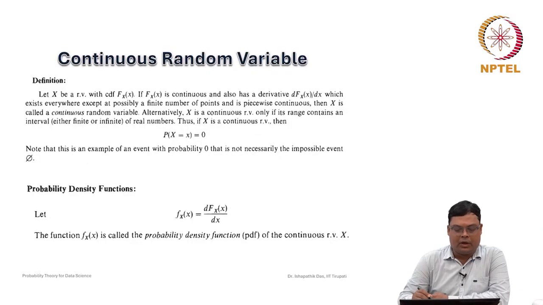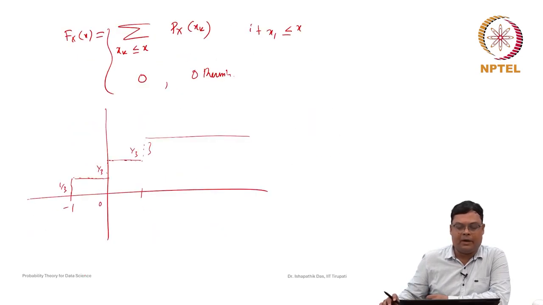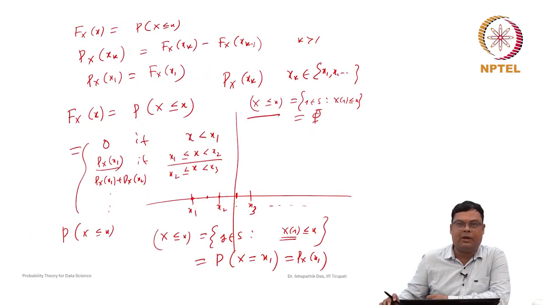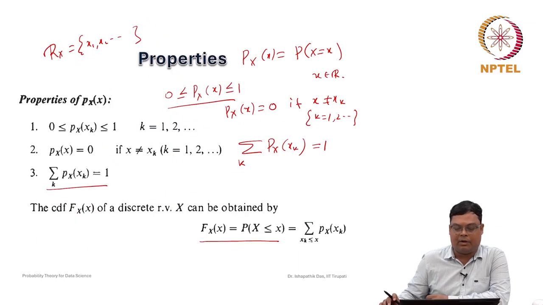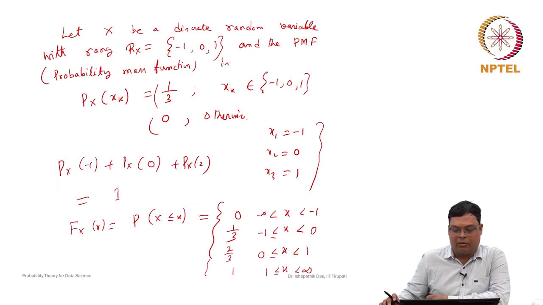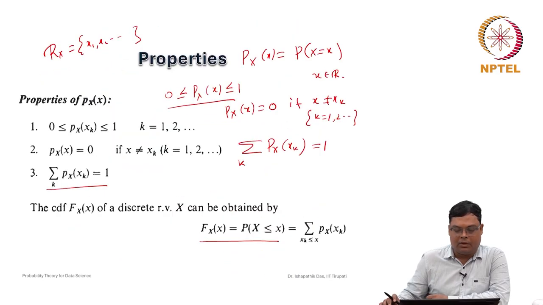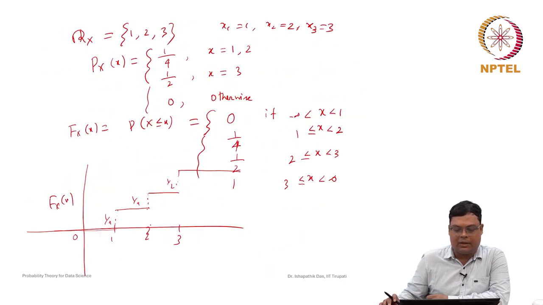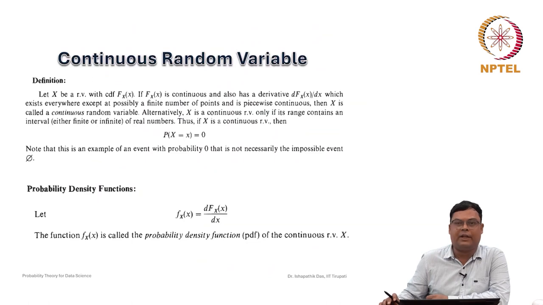So now we will discuss continuous random variables. We have already completed the discrete random variable part, and we have discussed already some of the numerical examples. Hope you have understood, or you can go through some more numerical examples also. Now we will discuss the next part. It is called continuous random variable.